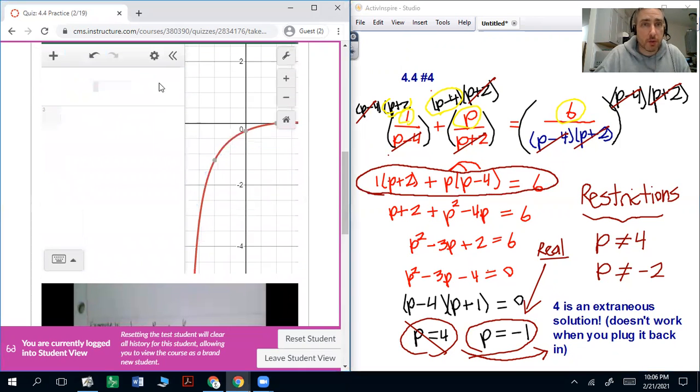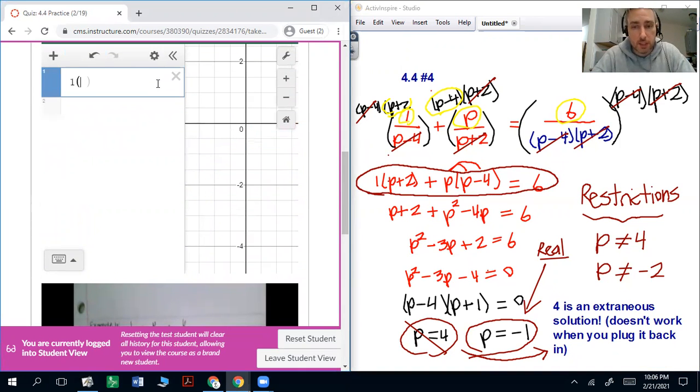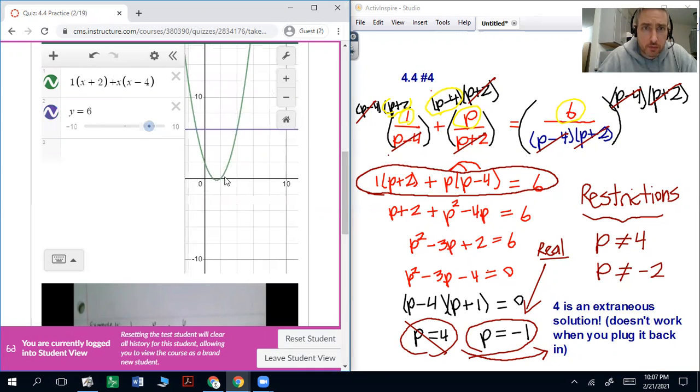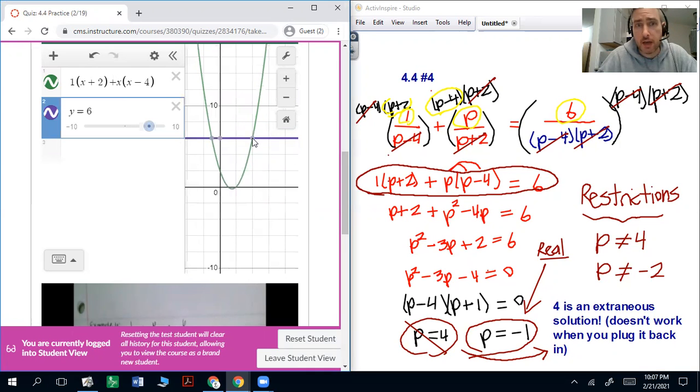So you can watch me do that here. 1 parentheses x plus 2, got to use x, plus x parentheses x minus 4. You do y equals 6. And well, if you zoom out, you're going to see 2 points of intersection. You're going to have that 4 and -1. But remember, the -1's the real one, whereas the 4 is the extraneous. This number right here is extraneous.